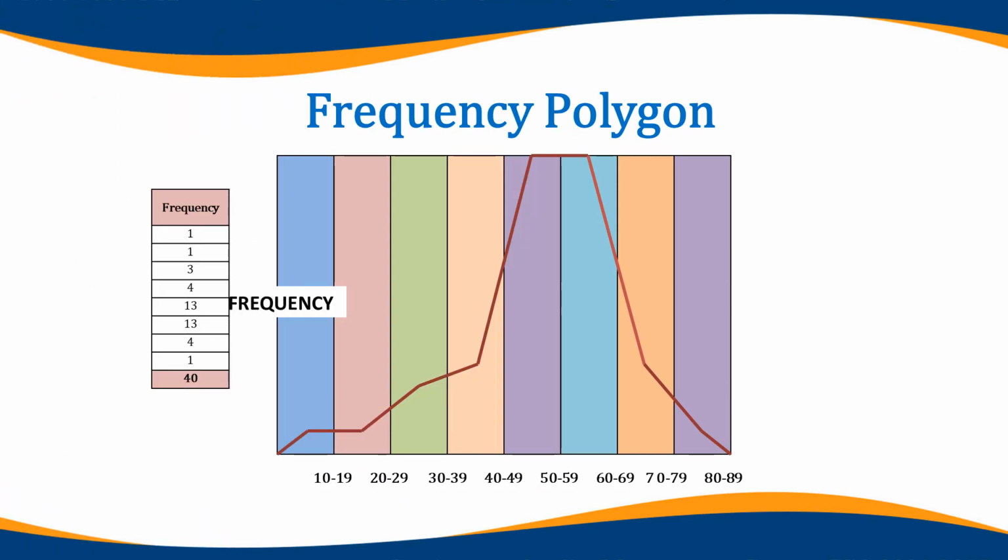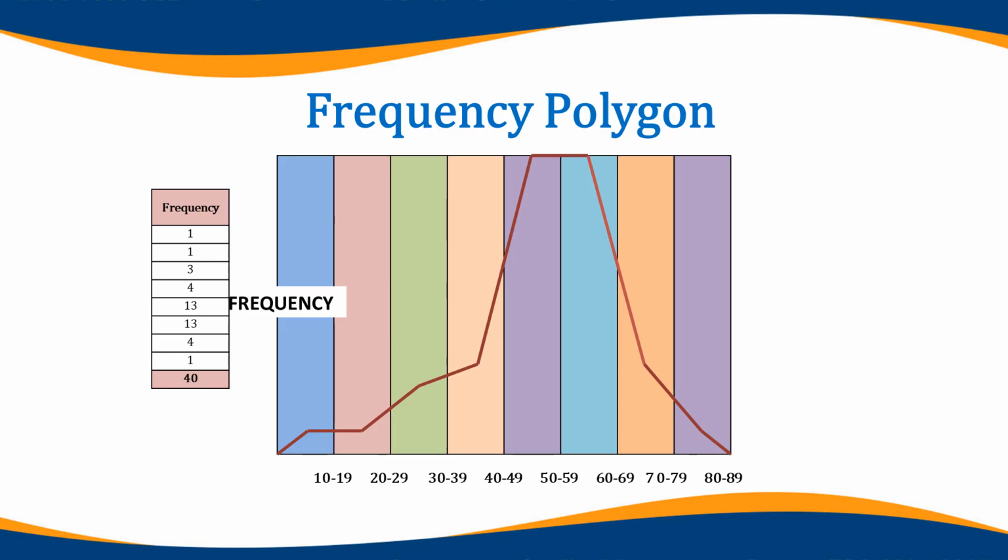So the slide presents the frequency. So from 10 to 19, we have 1. 20 to 29, we have also 1. Kaya pantay lang siya. Makikita mo yung kulay blue, saka yung kulay violet o purple. Then for 30 to 39, we have 3. So kaya umangat na siya. Then 40 to 49 hanggang 80 to 89, which is only 1.